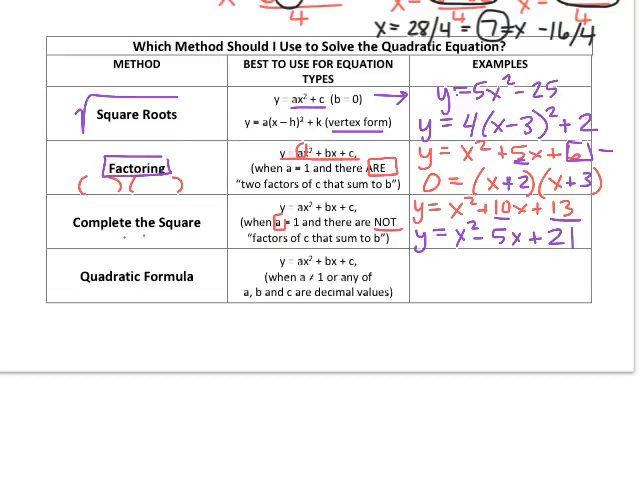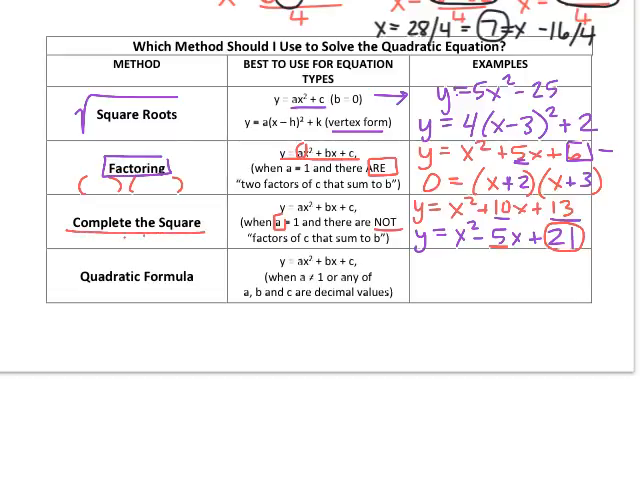Okay, can you think of any two numbers that multiply to 21 that also sum to -5? Well, factors of 21 are 7 and 3, and if you add them together, they don't sum to -5, so that's when you would want to use completing the square.